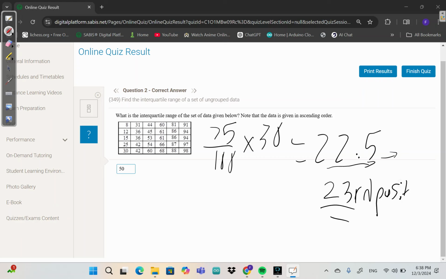So we'll count. This is 5, 10, 15, 20. So this is going to be 21, 22, 23. So our upper quartile is 86, which is the 23rd number, the 23rd position.